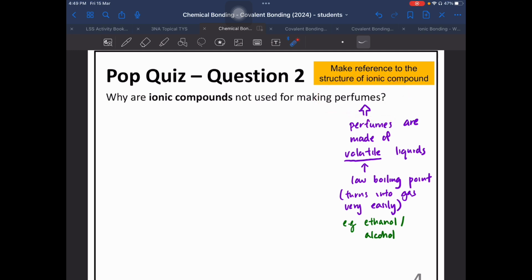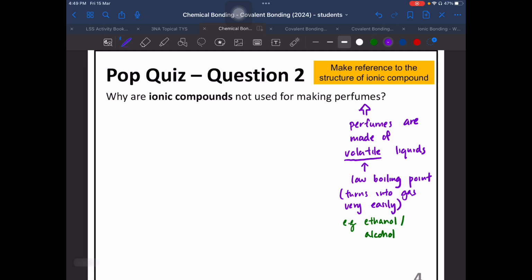Now, to address this question, you need to ask yourself what is the issue with ionic compounds that doesn't allow this to happen. So go through your previous notes on ionic compounds and think through the usual boiling point for ionic compounds, right? What exactly is so unique about ionic compounds in terms of their boiling point, and how would that link us back to this question on why we cannot use ionic compounds to make perfume, right? So to guide you in terms of your answer, how much do you write, how do you explain this?